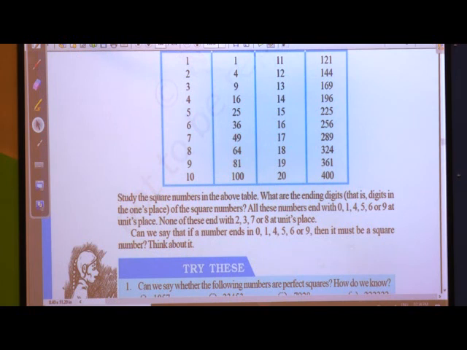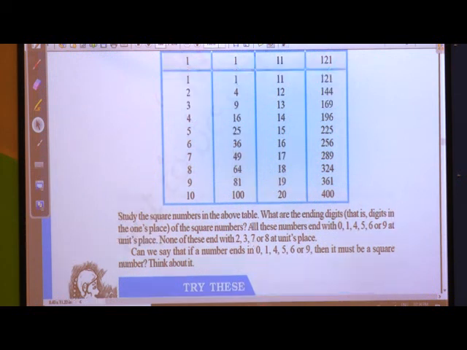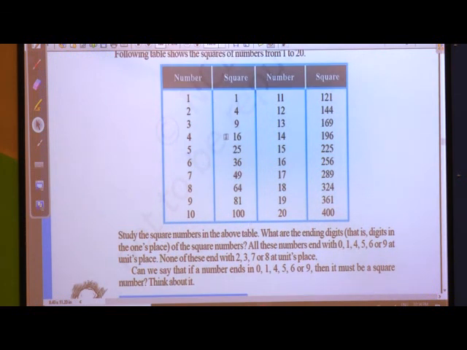Now, study the square numbers in the above table. What are the ending digits? Now, see what they are saying. They are saying to study the square numbers in the above table, and they are asking what are the ending digits. Here it is 1, 4, 9, 6, 5, 6, 9, 4, 1, 0. Again 1, 4, 9, 6, 5, 6, 9, 4, 1, 0. These are the ending digits.